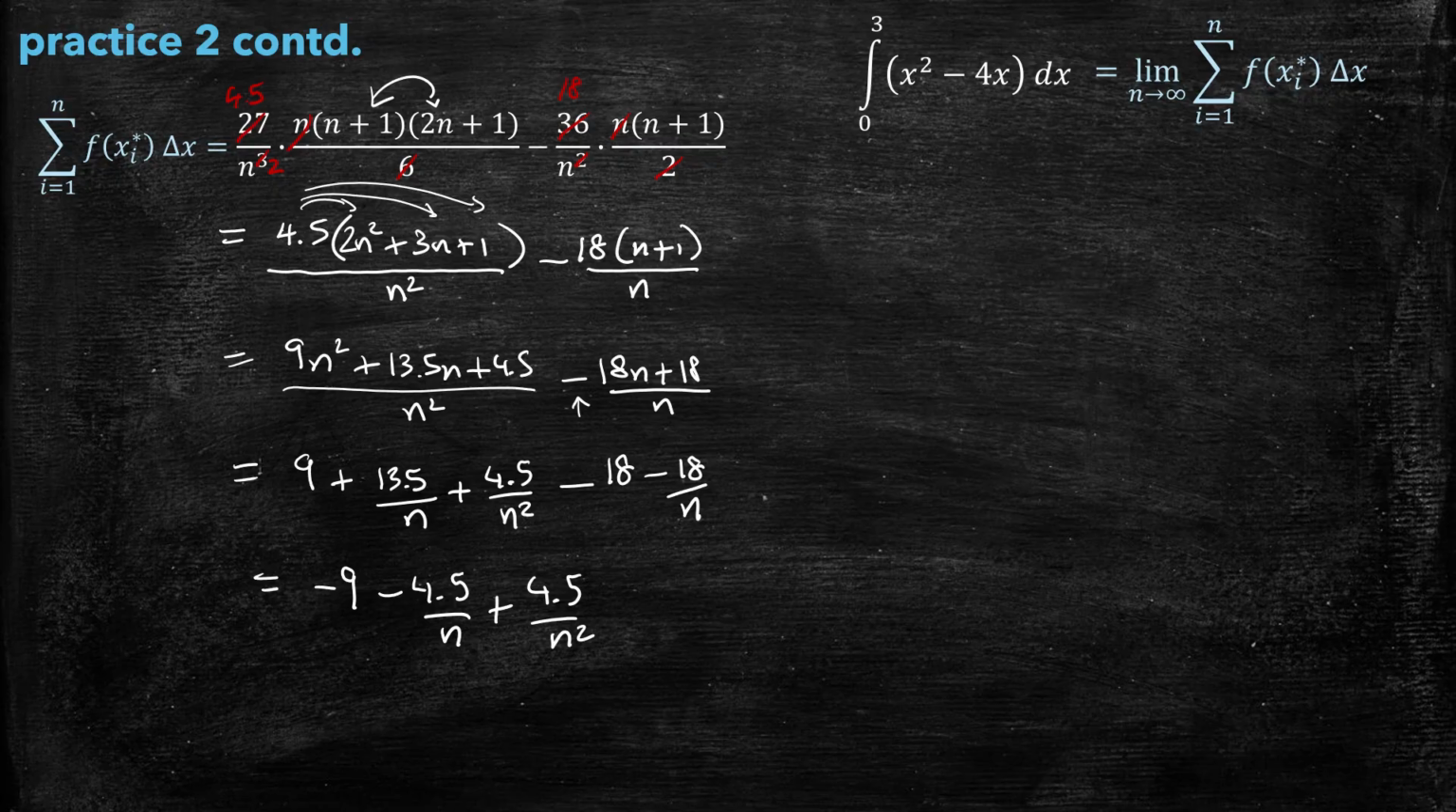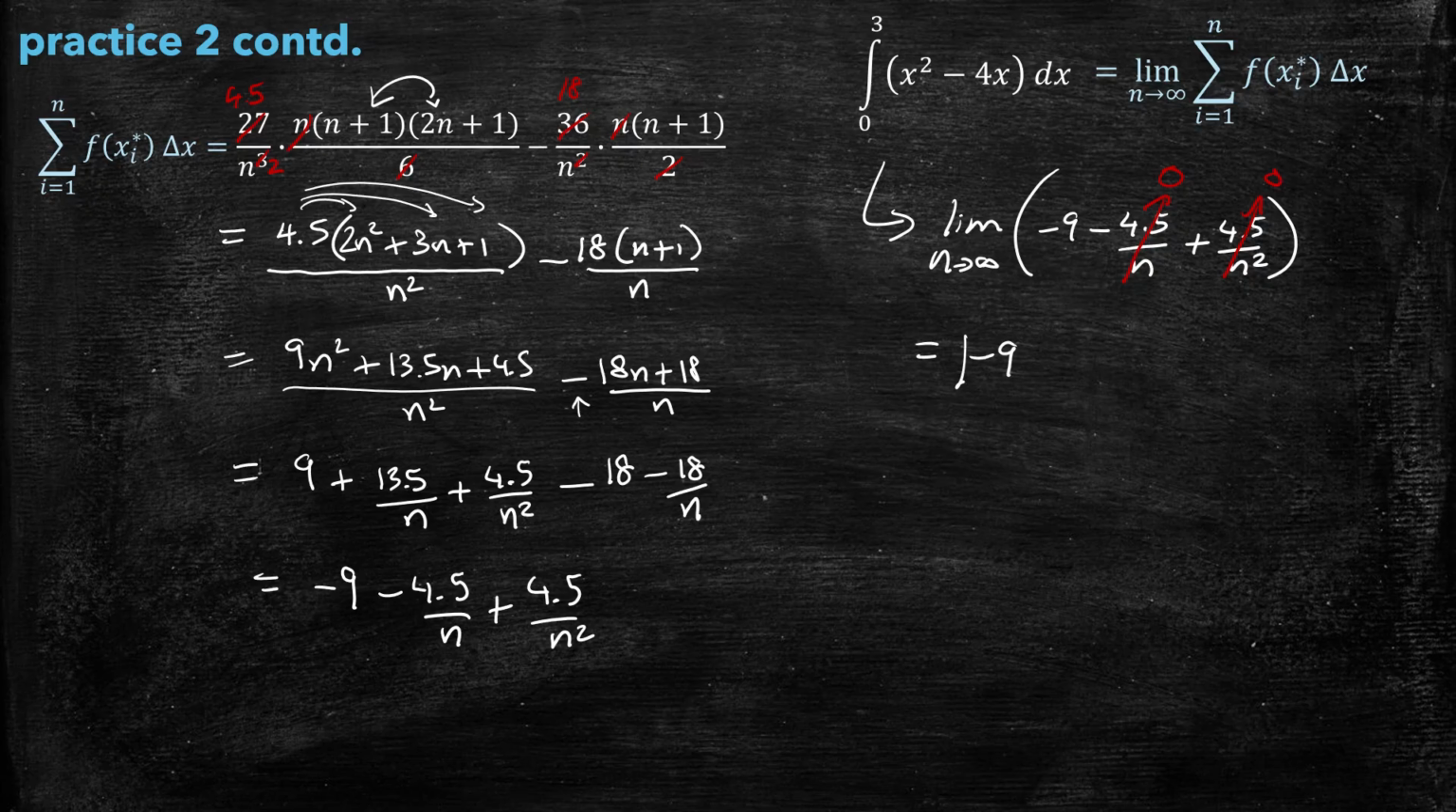So to evaluate now this definite integral, we'll just take the limit as n goes to infinity of the Riemann sum we just calculated. As n goes to infinity, we know that this term is going to go to 0, and this term is going to go to 0, leaving us with an answer of negative 9. So the area under the curve is negative.